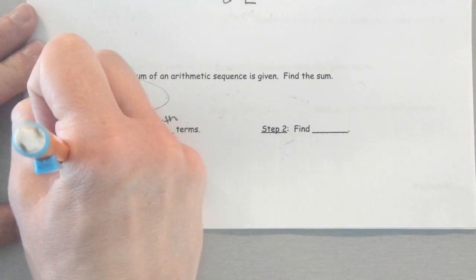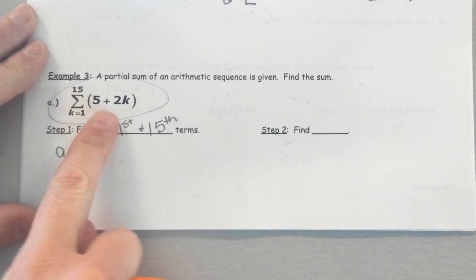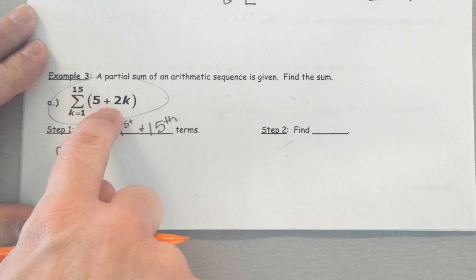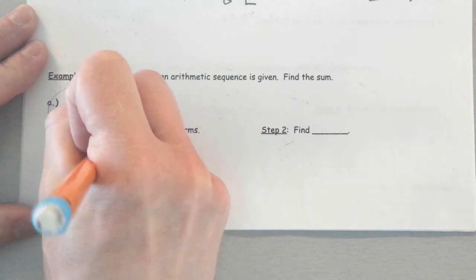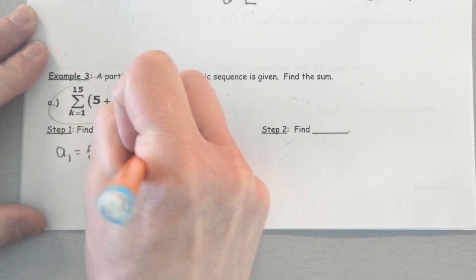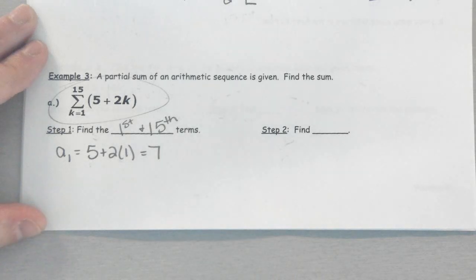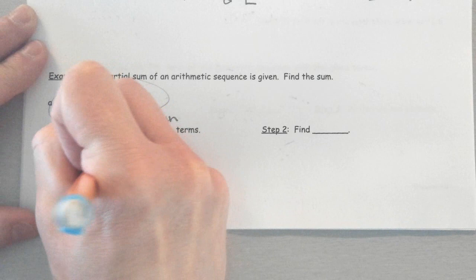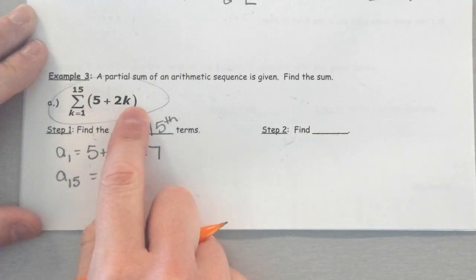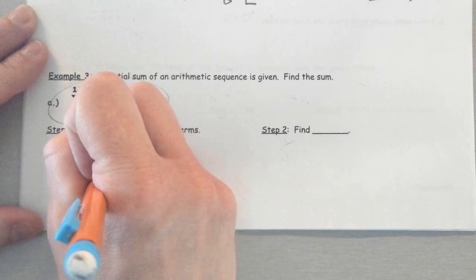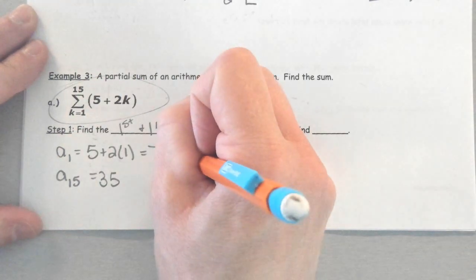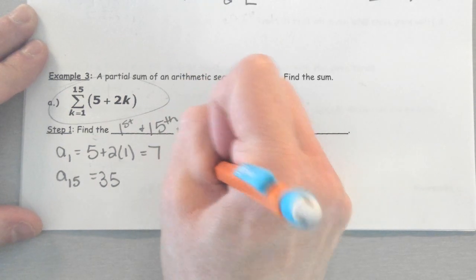So if I go for term 1, remember you're literally plugging in 1 for k. So 5 plus 2 times 1. So the value is going to give me 7 for A1. Now let's find A sub 15. So if I plug in 15, 2 times 15, 30. 30 plus 5, 35. So I'm going to use that first formula. I want to find S sub 15.